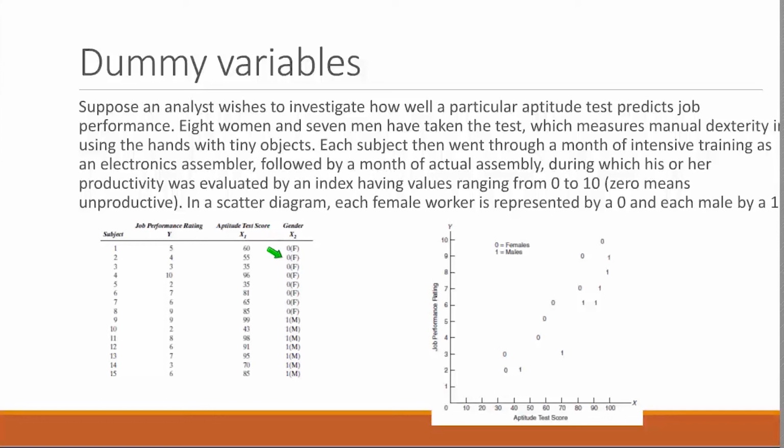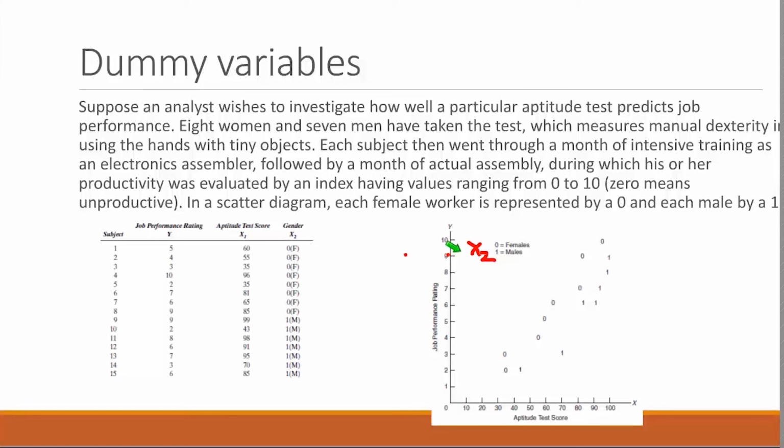And here's how this dummy variable is created. This dummy variable, let's say, is x2. So we want x2 to take a value of 0 if this observation comes from a female. And we want this variable to take a value of 1 if this observation comes from a male. And that way we can differentiate between these 2 genders.